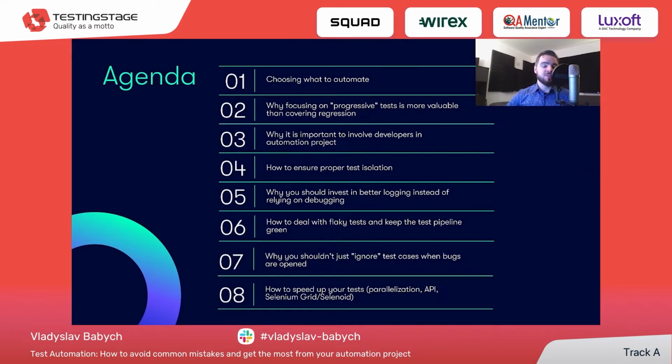So what's the agenda for today? We're going to start from how to choose what to automate. We're going to discuss why focusing on progressive tests is more valuable than covering regression. I'm going to explain what progressive tests are later, so don't worry. Also, why is it important to involve developers in automation projects? How to ensure proper test isolation? Why you shouldn't invest in better logging? Why you should invest in better logging instead of relying on debugging? How to deal with flaky tests and keep the test pipeline green? Why you shouldn't just ignore test cases when bugs are opened? And how you can speed up your tests using different methods such as parallelization, API usage, or Selenium Grid.